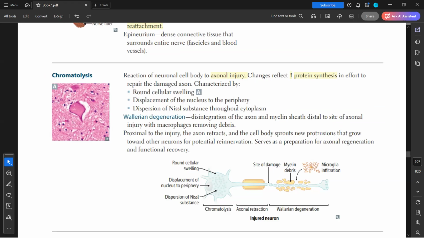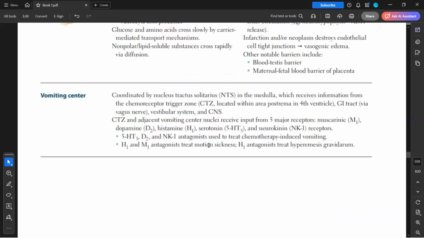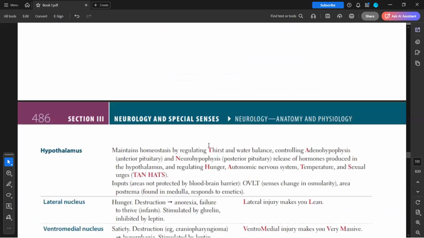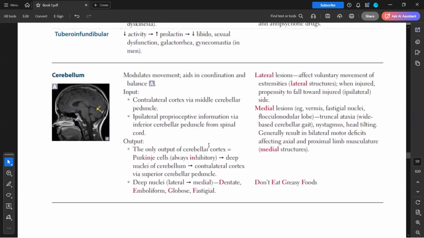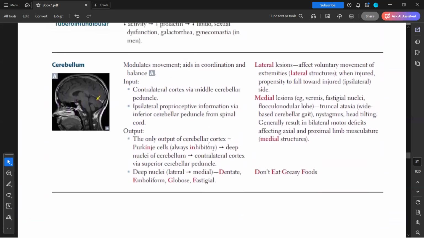In this degeneration, disintegration of the axon and myelin sheath distal to the site of axonal injury, with macrophages removing debris. Proximal to the injury, the axon retracts and the cell body sprouts new protrusions that grow toward other neurons for potential re-innervation. It serves as preparation for axonal regeneration and functional recovery. So again, this is not very important to go into in detail.